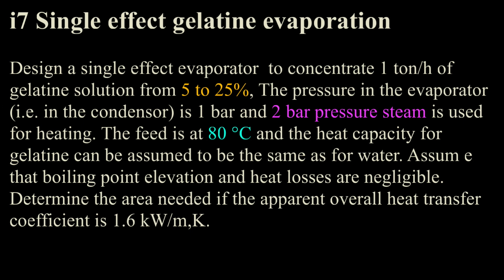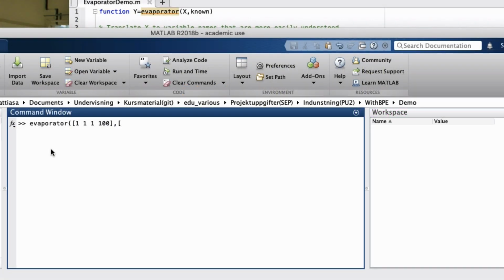In that task, XL equals 0.25. XF equals 0.05. The temperature of the feed is 80 degrees and the pressure of the steam is 2 bars, so that's the same as 200 kilopascal. So let's see what happens.